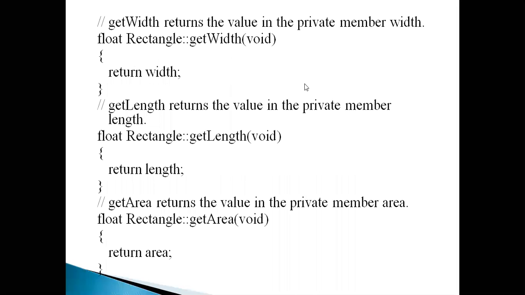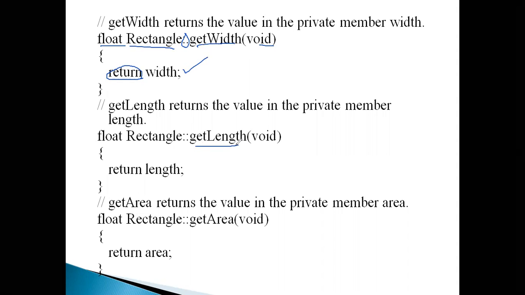Then next, we still have some other functions. Get width, again I am defining outside of the class. It is returning the float data type. It is in the rectangle class. Scope resolution, get width function. The parameter type is void because we are not passing any parameters. It is returning, so I am using a return statement. What it is returning means which value it is returning.